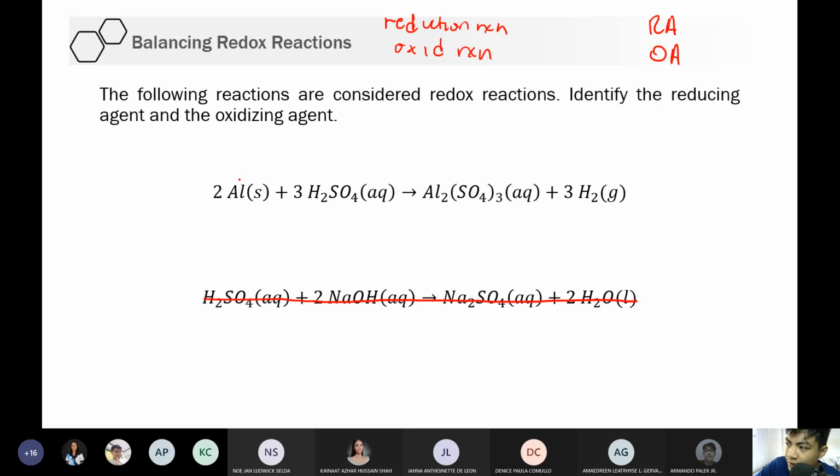Okay? So, aluminum. Aluminum is elemental. Basta yung metal na solid, 0 agad yan. Okay? Tapos isang atom lang yan. So, elemental yan pag ganun. Sino pa elemental? H2. Elemental yan.